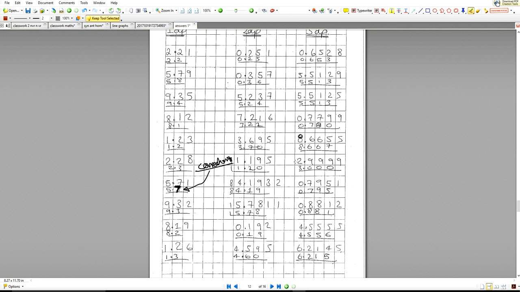Okay, one other error that's been spotted is this one here. That one should be 8.66. Okay, thank you. Okay, so that's been sorted out.